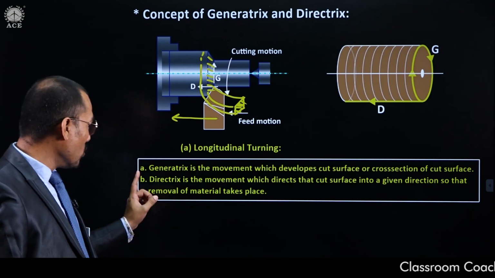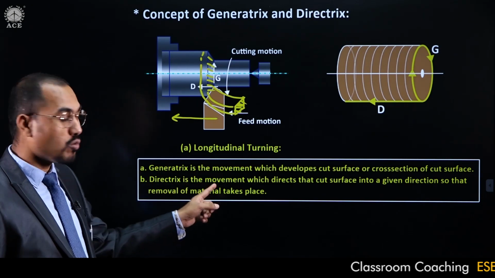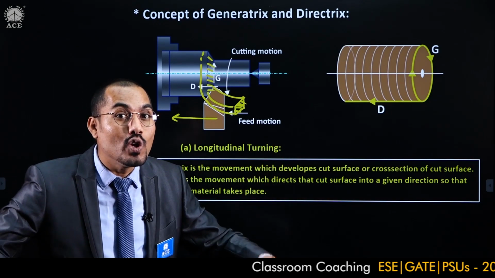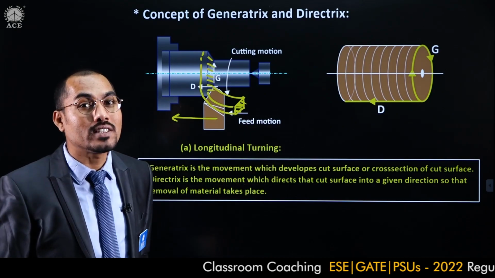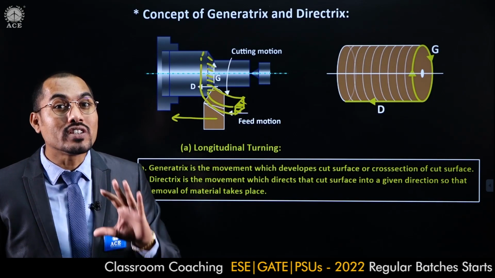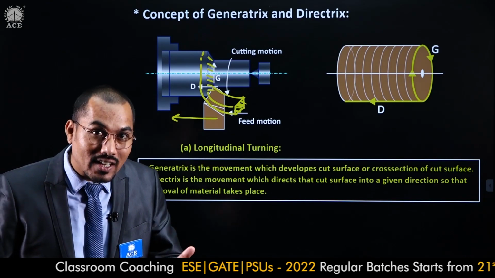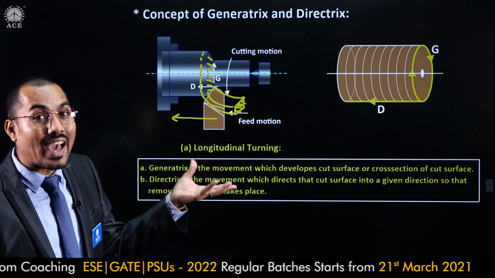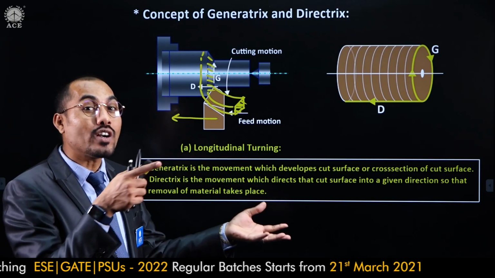And the directrix is the movement which directs that cut surface so that volumetric removal will take place. That is called the directrix. So the directrix is the movement which directs the cross section of the cut surface for a volumetric removal. So that's why it is called the directrix. It is directing.